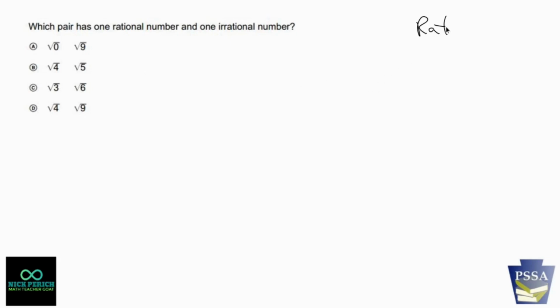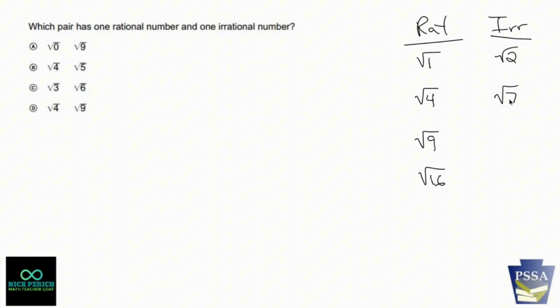So numbers that would be rational, numbers that are perfect squares, would be like the square root of 1, the square root of 4, the square root of 9, 16, 25, 36, and so on and so forth. So when you ask yourself what times itself gives me these numbers, it's just a regular old number. Numbers that are irrational would be non-perfect squares, stuff like the square root of 2, square root of 7. I don't know what number times itself gives me 7. It's not going to be pretty, that's for sure.